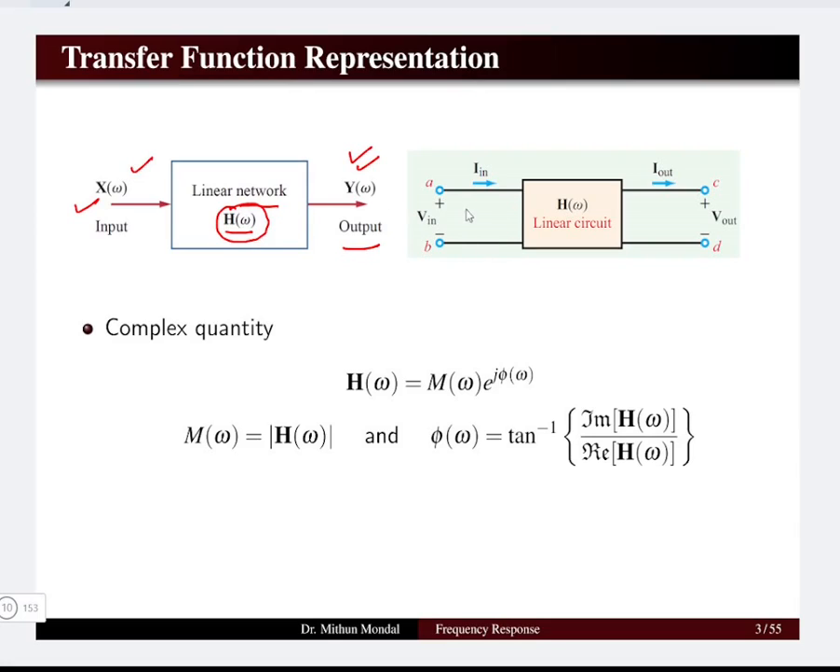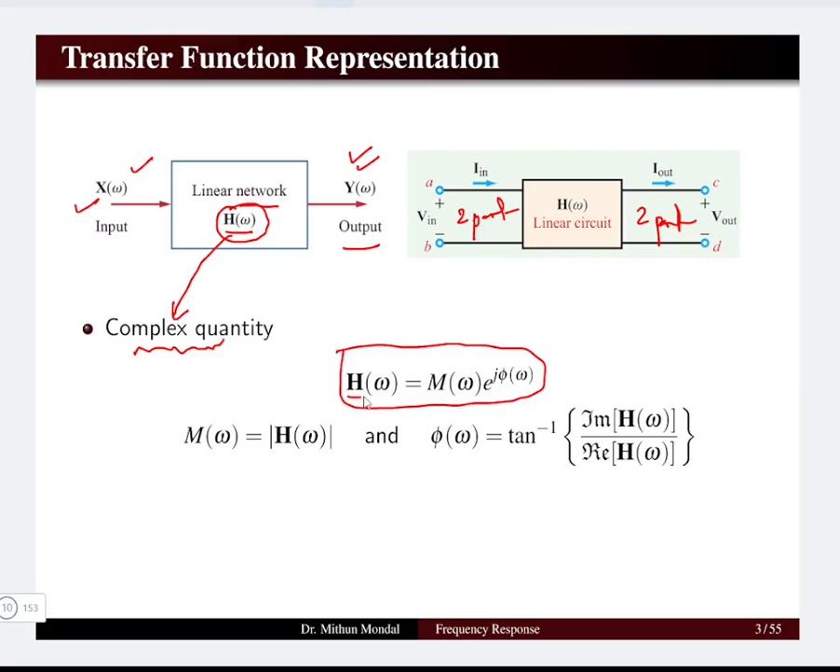Now the input side is a two-port network and the output side is also a two-port network. We can measure various quantities like voltage, current, impedance at different parts of the network. So we have seen that the transfer function can be the representation of impedance, admittance, voltage gain or current gain. The transfer function H of omega is basically a complex quantity. Complex quantity means that it will have an amplitude as well as the angle.